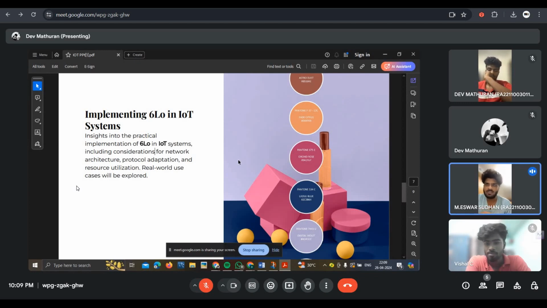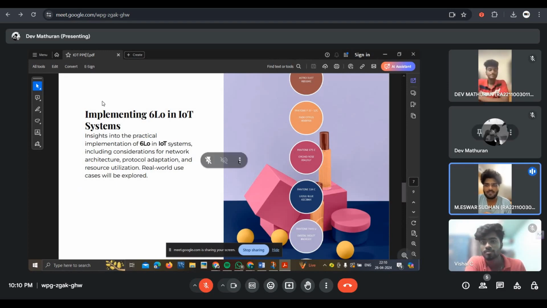The efficient addressing, the header compression, the fragmentation and reassembly, the mesh networking, and the interoperability. The first one is efficient addressing. 6LoWPAN allows IoT devices to use IPv6 addresses, enabling direct communication over the network and integration with existing IPv6 networks. And the second one is header compression. To minimize the overhead, 6LoWPAN employs header compression techniques, reducing the size of IPv6 and UDP headers for efficient use of bandwidth.